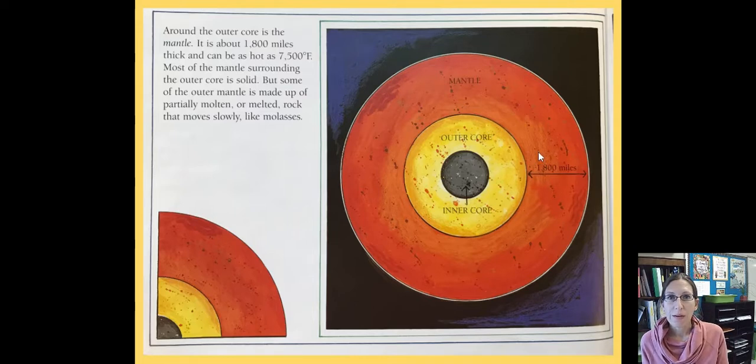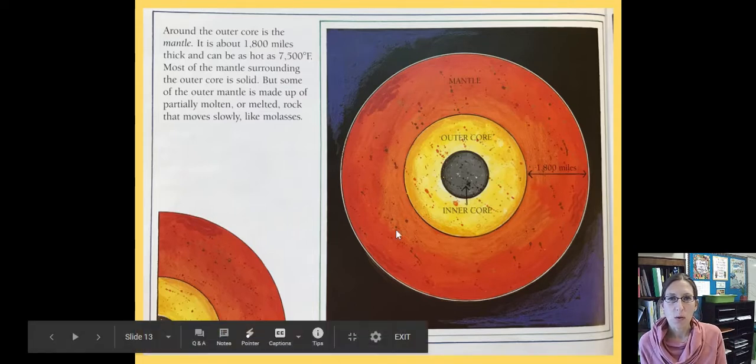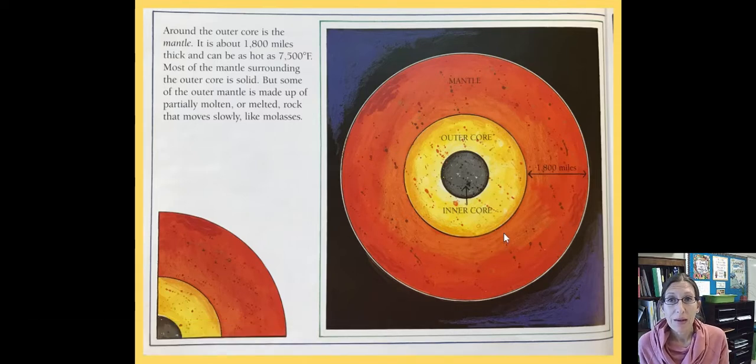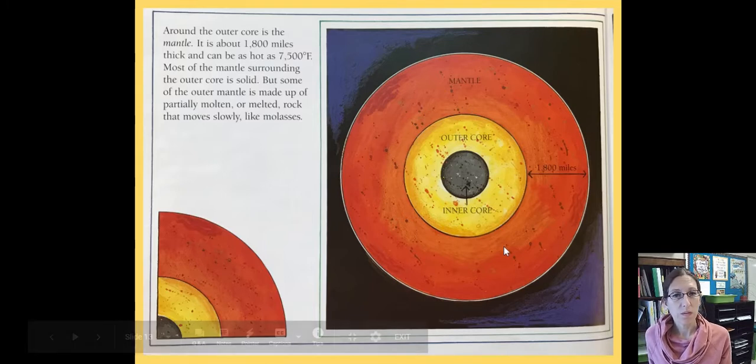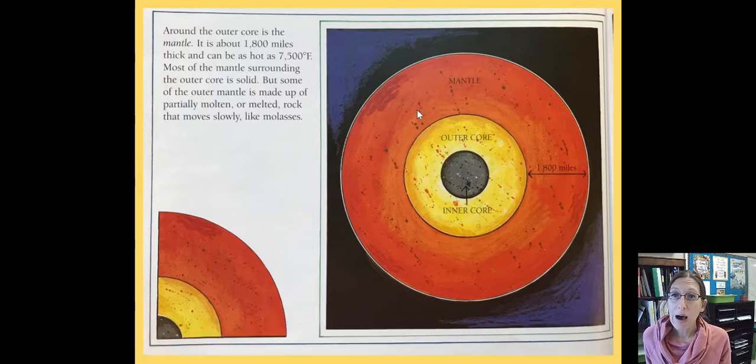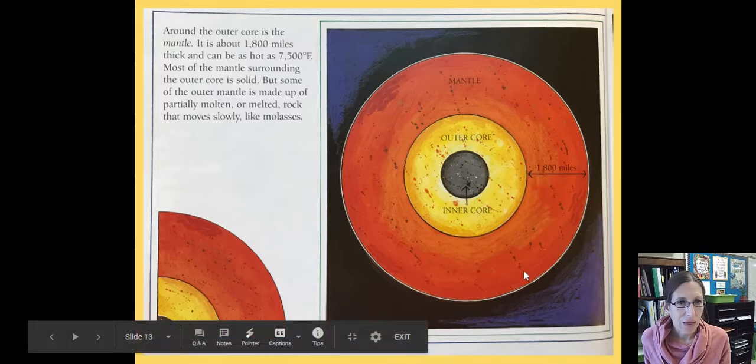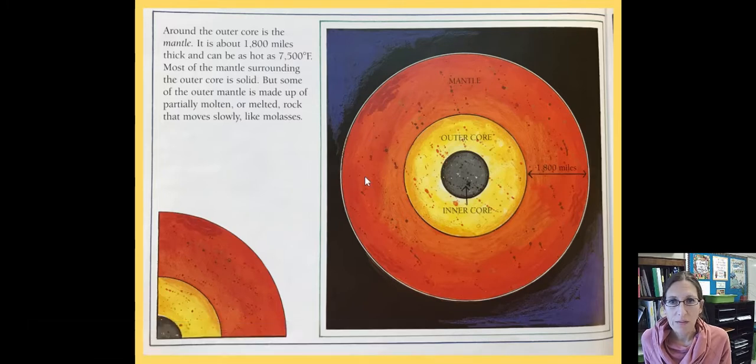Around the outer core is the mantle. So now we're in this orange part, the mantle. It is about 1,800 miles thick and can be as hot as 7,500 degrees Fahrenheit. Most of the mantle surrounding the outer core is solid. So most of this is solid. But some of the outer mantle is made up of partially molten or melted rock that moves slowly like molasses. So kind of up here, some of this is sort of like very thick maple syrup. And so some of the mantle is liquid rock.